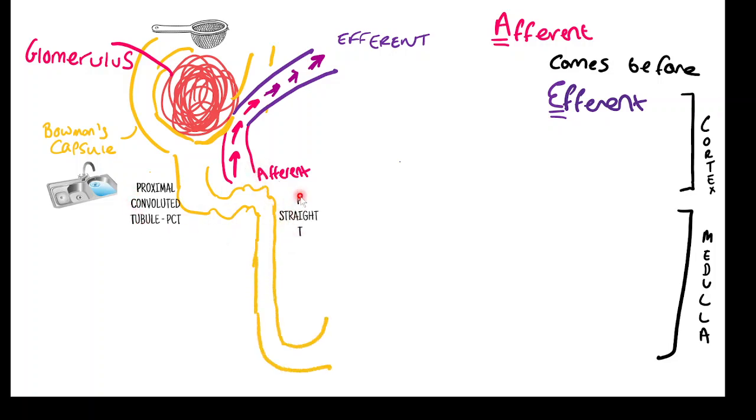Then the proximal straight tubule continues downwards, and it forms the loop of Henle, which I'm sure you know about. This is where the majority of the juice kind of happens, the goodness.